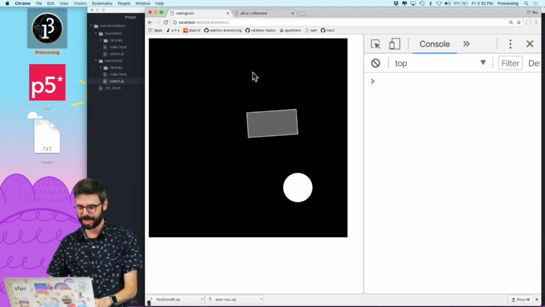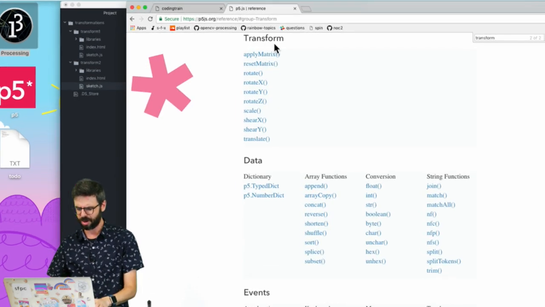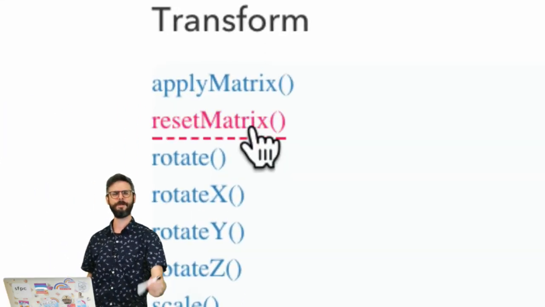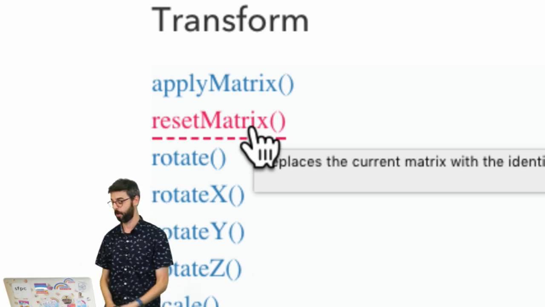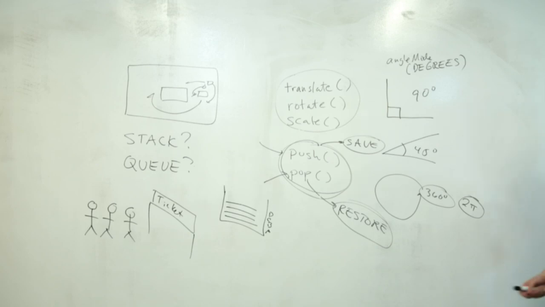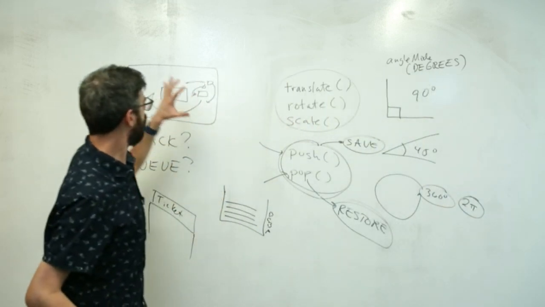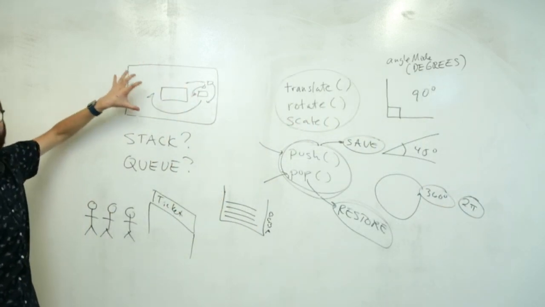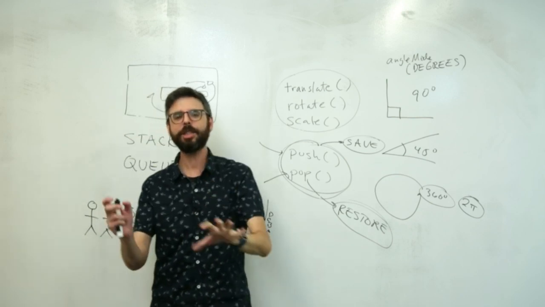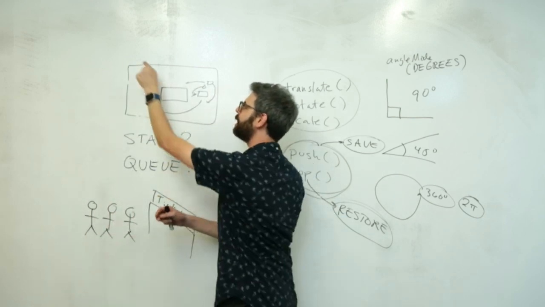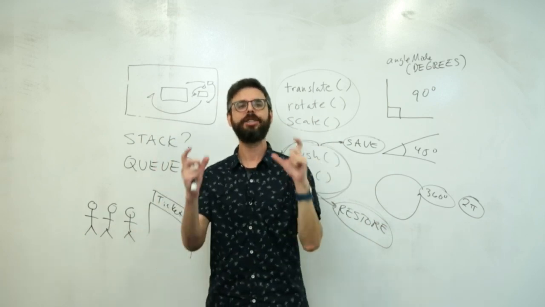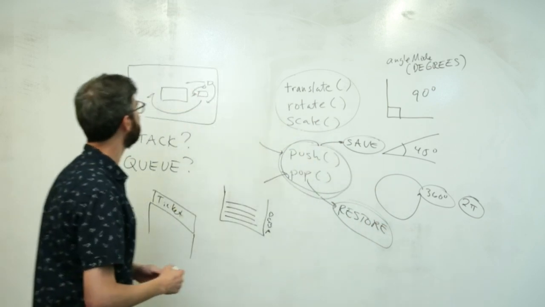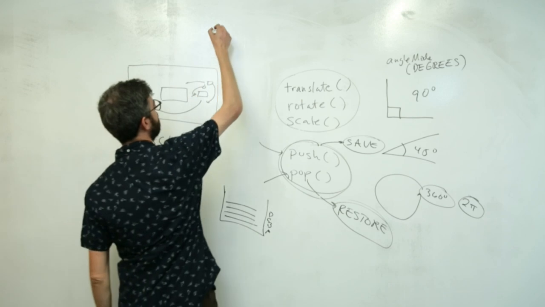But the other thing I wanted to mention here is you'll see applyMatrix and resetMatrix. Why is the word matrix there? What are we talking about? Well, it turns out that the transformation state, what is a transformation state? Is 0,0 in the top left? Is there any rotation? Is there any scaling? That is stored in a matrix of numbers. And that matrix of numbers might look something like this.